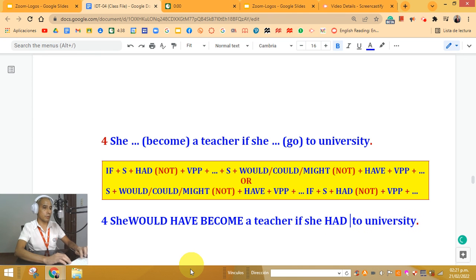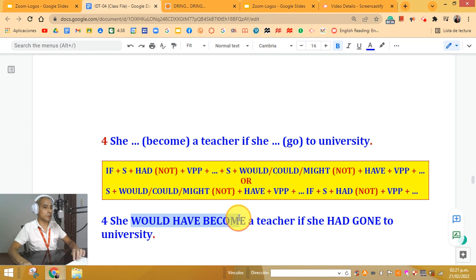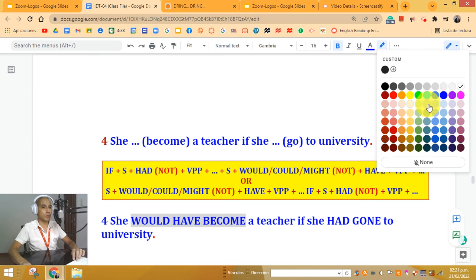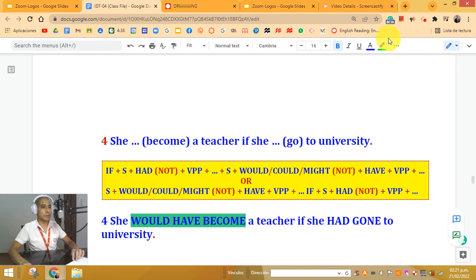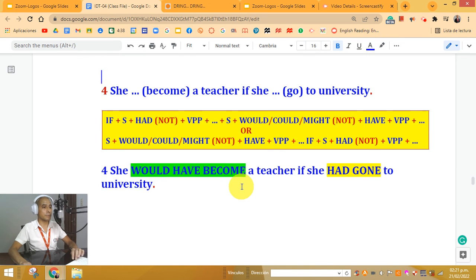If she had gone to university. You can see here I start with the result clause, would have become. I'm going to use light blue in order to highlight the keywords. And had gone, I'm going to use the past perfect. In this case, had plus the verb in the past participle.